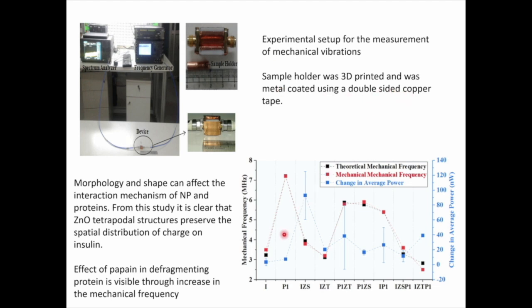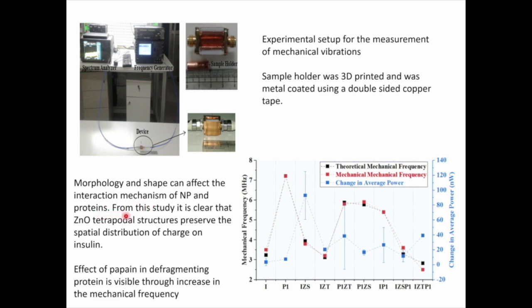So here we show the experimental and theoretical values. The black one is the theoretical value, the red one is the experimental value. Here by mistake I have written mechanical frequency. It is experimental mechanical frequency. So we see that there is a close match. These experimental runs were repeated twice in order to avoid any kind of artifacts. From this, we conclude that morphology and shape can affect the interaction mechanism of nanoparticles and proteins.